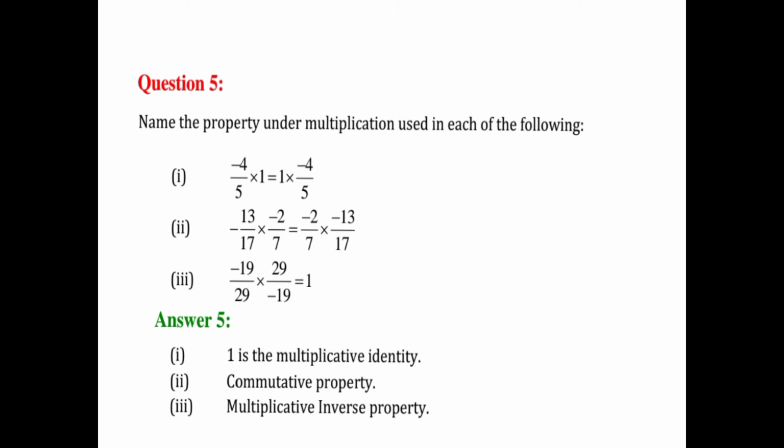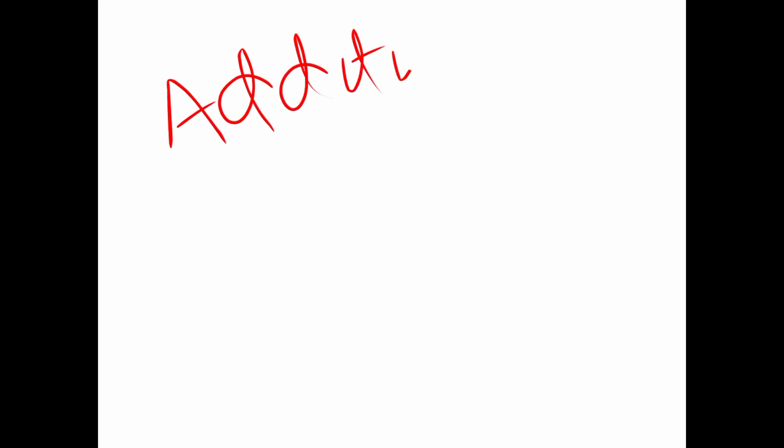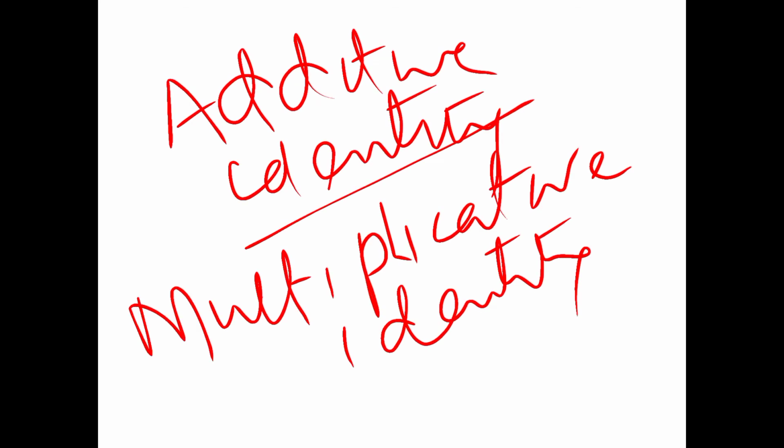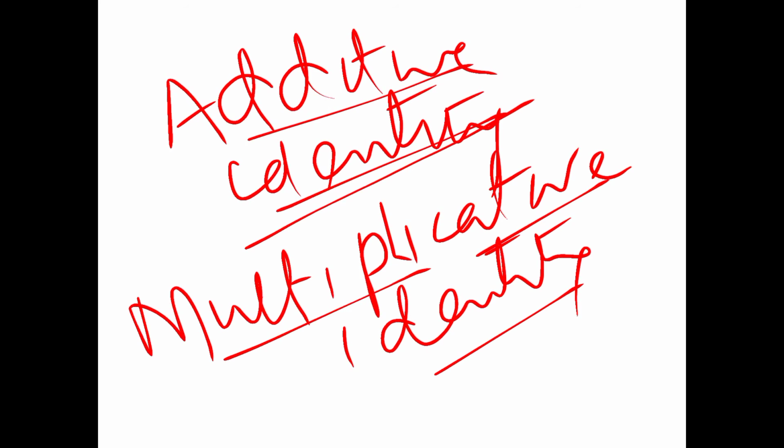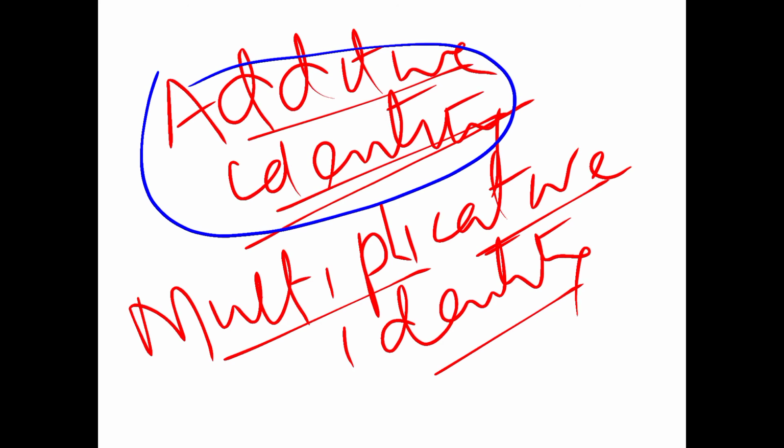Okay, now it is question number 5, right? Before discussing this question, I would like to remind you that we have already discussed what additive identity is and what multiplicative identity is. Taking additive identity first, the additive identity of a given rational number is 0.